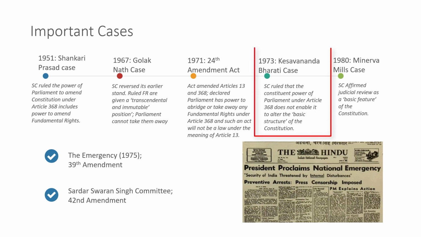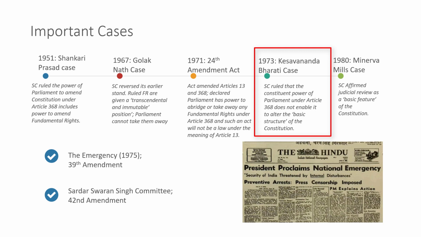However, in the Keshavananda Bharati case of 1973, the Supreme Court overruled its judgment in the Golaknath case of 1967. It upheld the validity of the 24th Amendment Act of 1971 and stated that the Parliament is in fact empowered to abridge or to take away any of the fundamental rights.